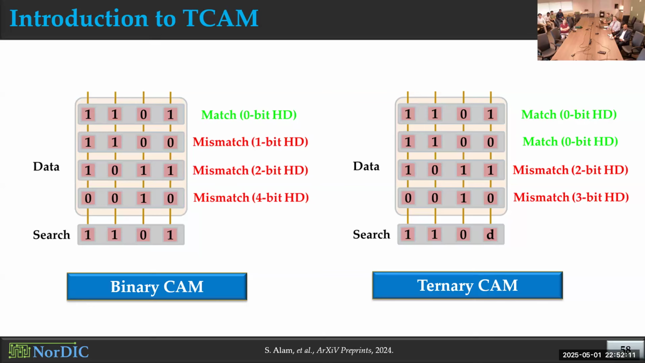These content addressable memories allow you to search through the whole data set that is stored in the memory array for any query that you want. You just have to apply that query as the search bit, and that will give you the matching or mismatching result from the whole data set. That's why they are really useful for different machine learning and AI algorithms, because you can search through the whole data set in a single cycle.